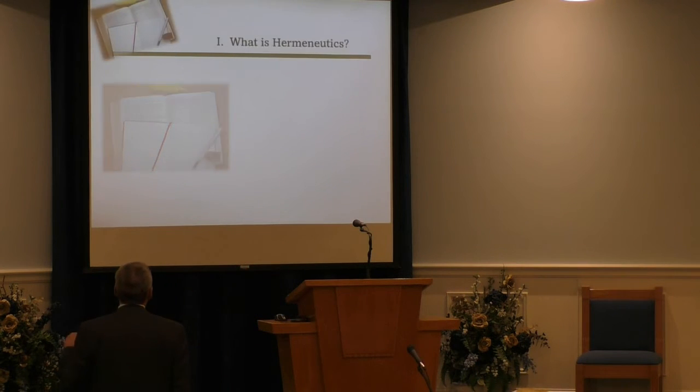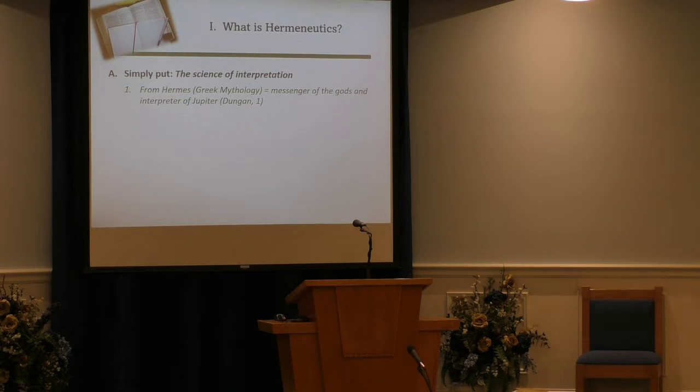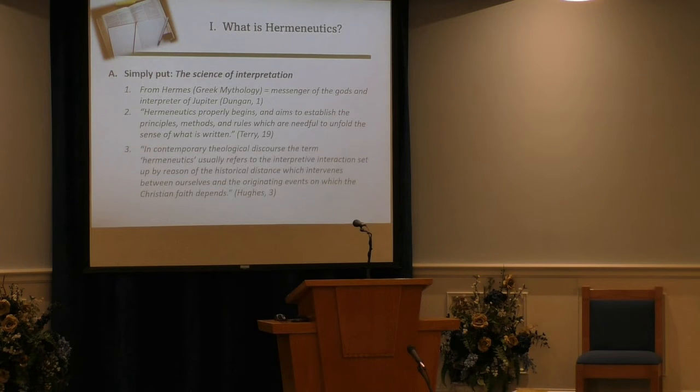Just what is hermeneutics? Well, simply put, it's the science of interpretation. Biblical hermeneutics is the science of interpreting the Bible. That concept, that word, is borrowed from Greek mythology. Hermes was a messenger of the gods and an interpreter of Jupiter. Terry says in his book, Biblical Hermeneutics, that hermeneutics properly begins and aims to establish the principles and methods and rules which are needful to unfold the sense of what is written. Just that science of trying to determine what is it that's been written, what does it mean?